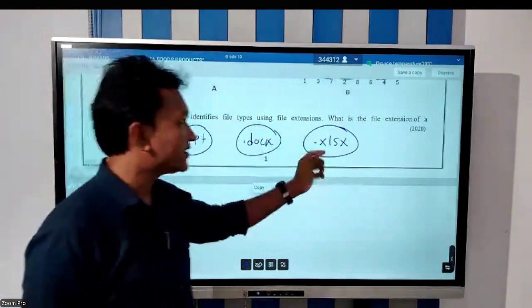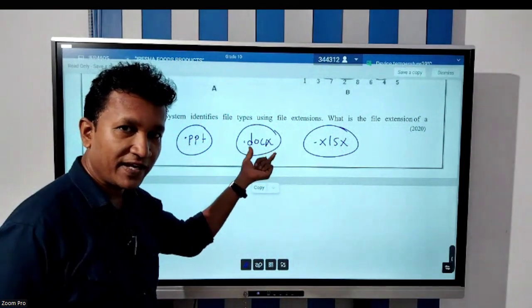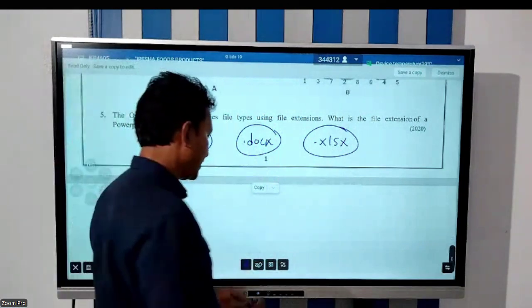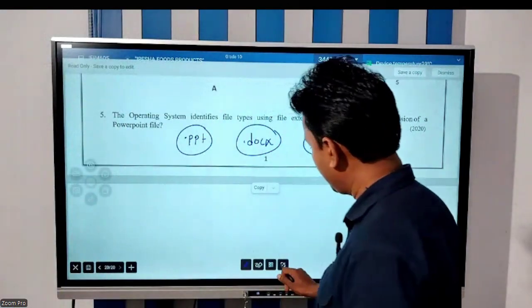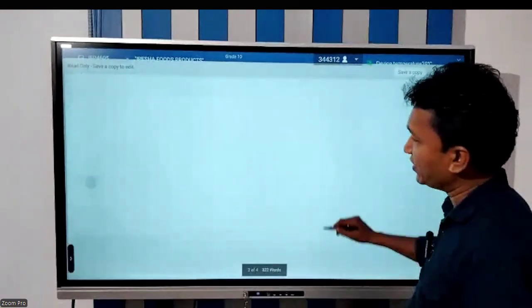By knowing that extension, we can identify this is an Excel file. This is a document file, a Word document. This is a PowerPoint file, right? That is a very important concept. File with extension.